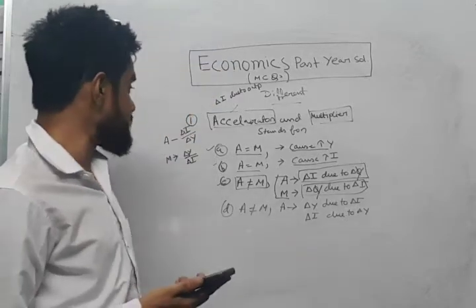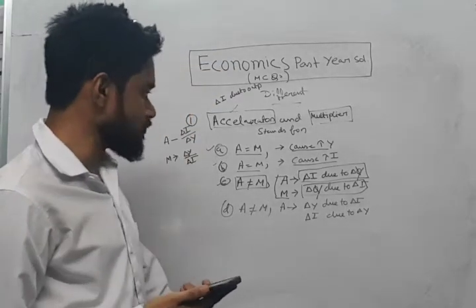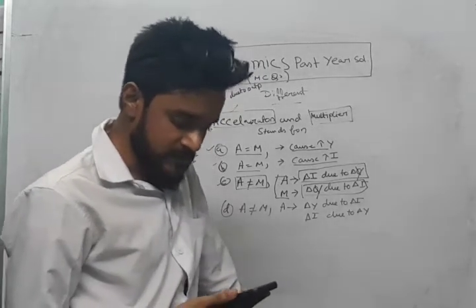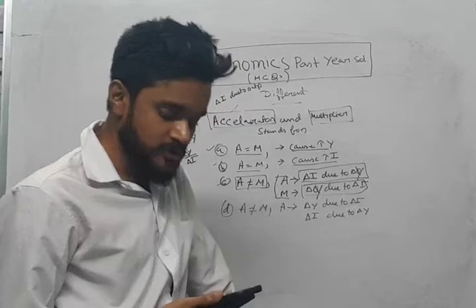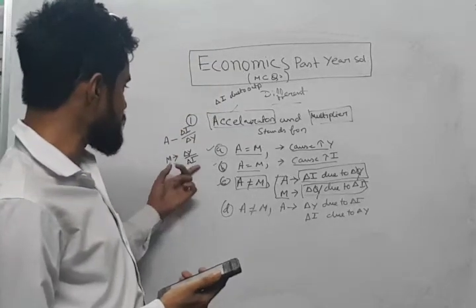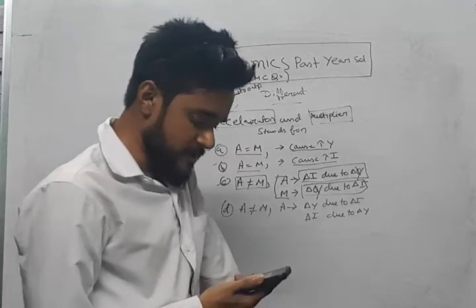The first option: accelerator model is what? Change in investment due to change in output. And the second, multiplier, is what? Change in output due to change in investment.